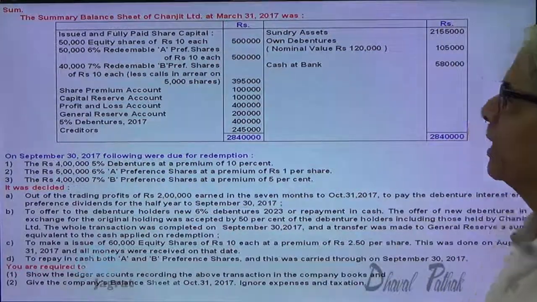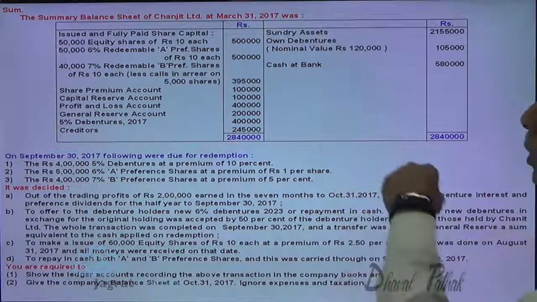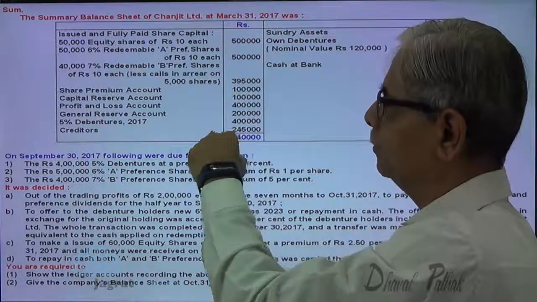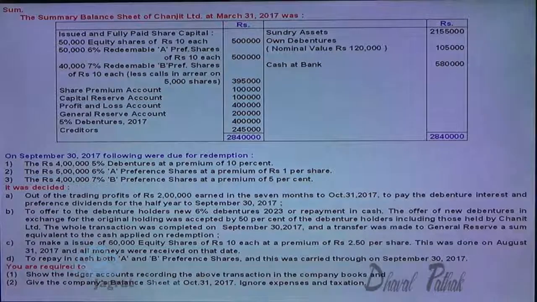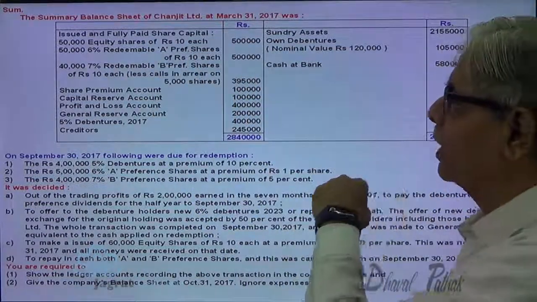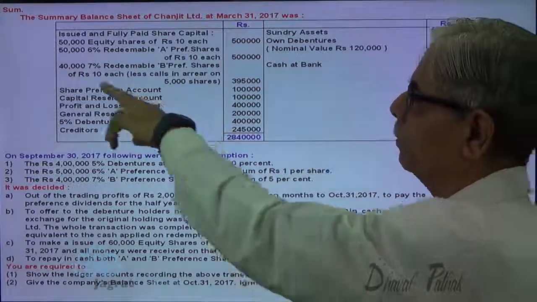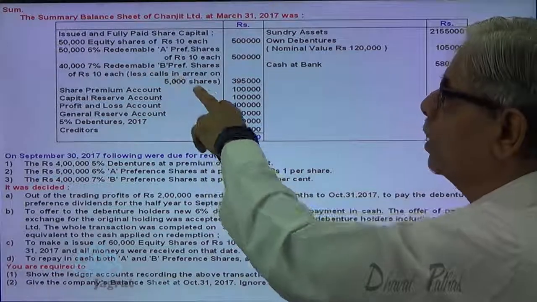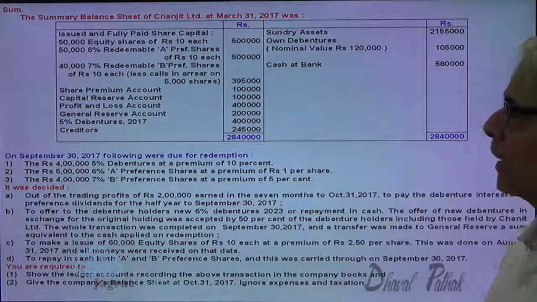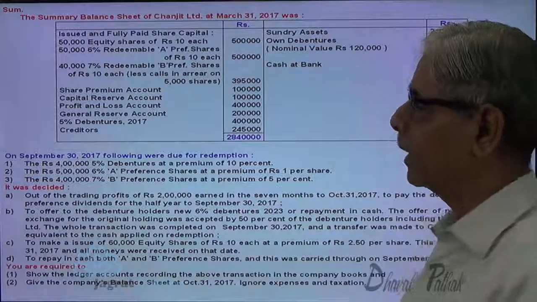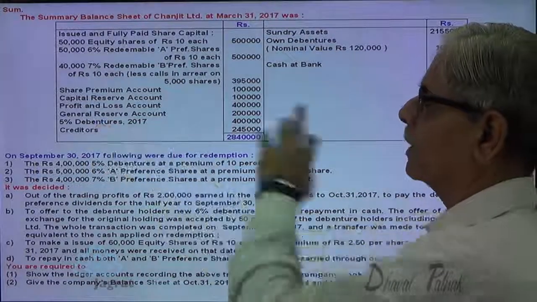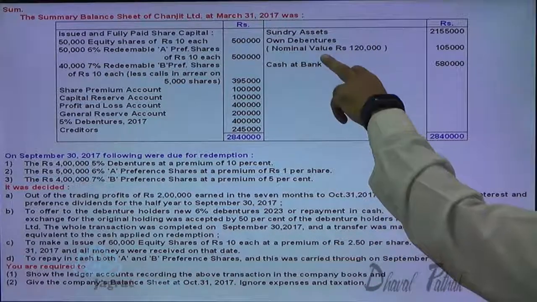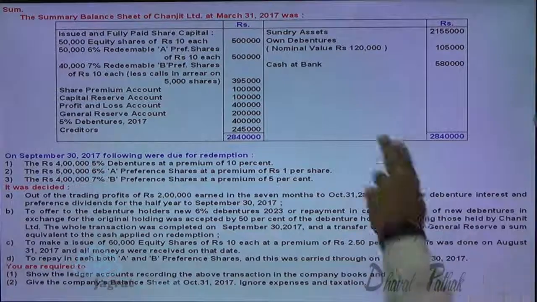The summarized balance sheet of Changes Limited as on 31st of March 2017 was as follows. Issued and fully paid share capital: 50,000 equity shares of rupees 10 each, 50,000 6% A redeemable preference shares of rupees 10 each fully paid up, 40,000 7% redeemable B preference shares of rupees 10 each less calls in arrears on 5,000 shares, 3,95,000. Share premium account, capital reserve, profit and loss account, general reserve, 5% debenture 2017, creditors, sundry assets, own debenture, investment in own debenture nominal value 1,20,000, purchase price 1,05,000, cash at bank 5,80,000.